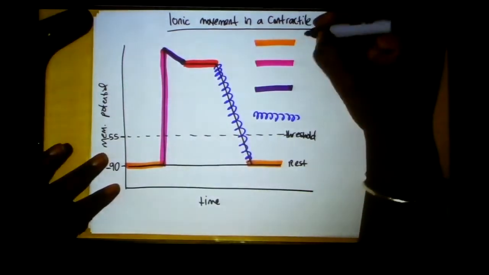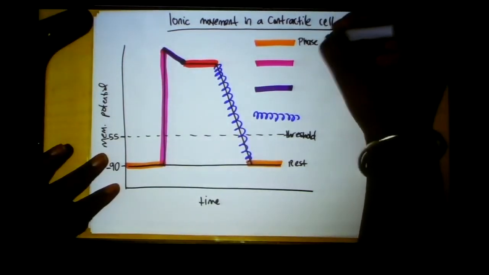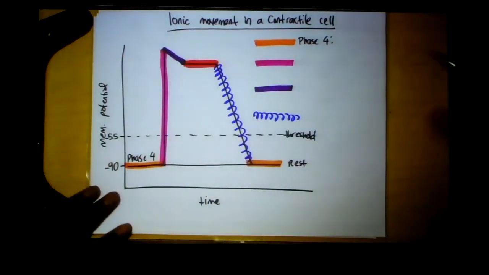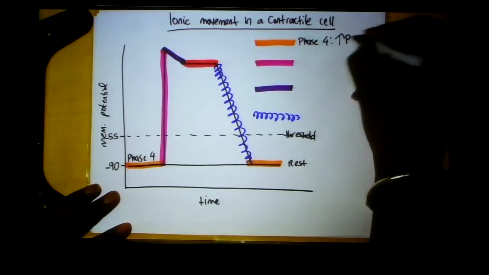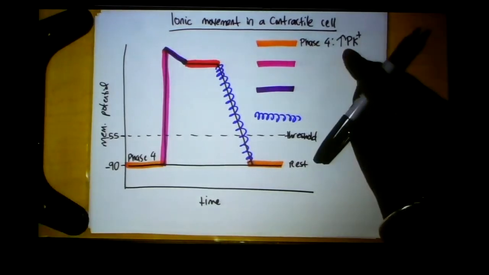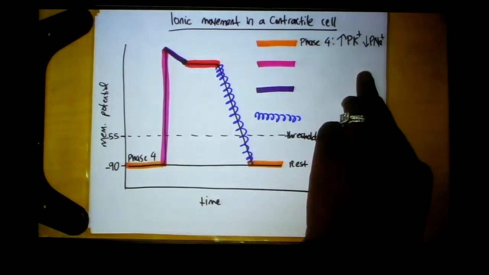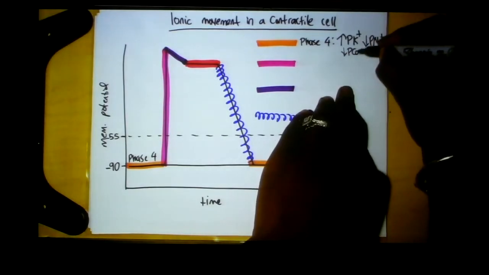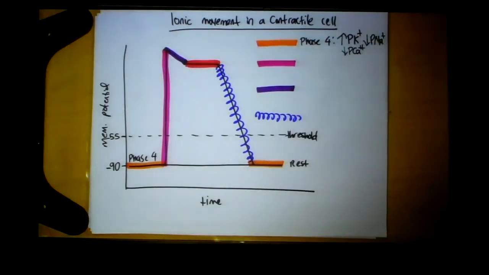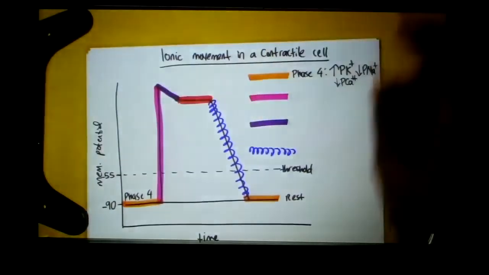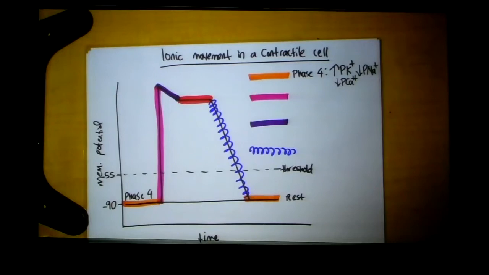At phase 4, we're at rest. What we have is an increased permeability to potassium. Again, that large P just means the permeability. We have a decreased permeability to sodium and a decreased permeability to calcium. We already know this. This is how a cell starts at rest, be it a neuron, a pacemaker cell, or a contractile cell. We start with more potassium doors open, so that's an increased permeability to potassium than what we see for sodium and calcium.